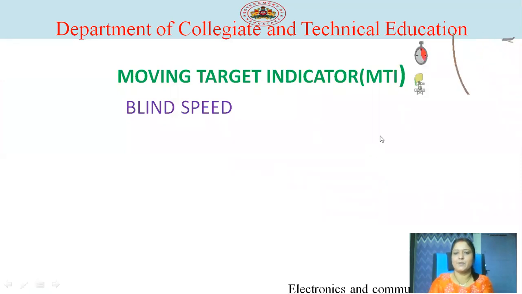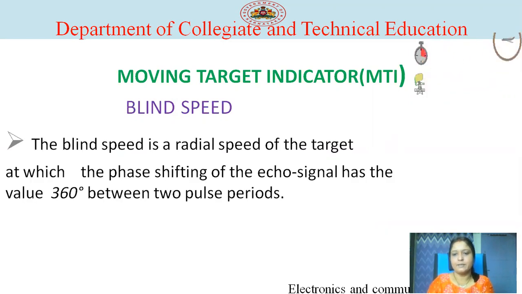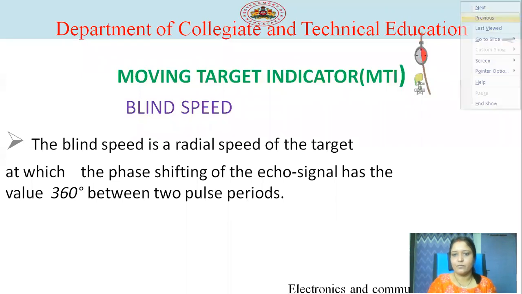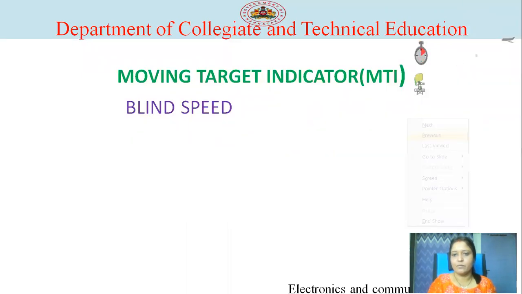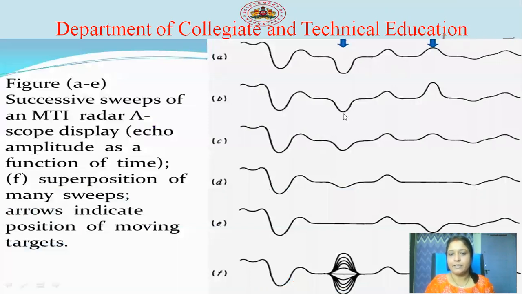Now about the blind speed: in the moving target indicator, one of the limitations is the blind speed. What are blind speeds? As we have indicated, for the stationary targets the phase difference between the transmitted and the received echo signal is the same, continuously, not changing. But for the moving target it is continuously changing. For example, here we are getting a difference in the phases, but here it is constant.